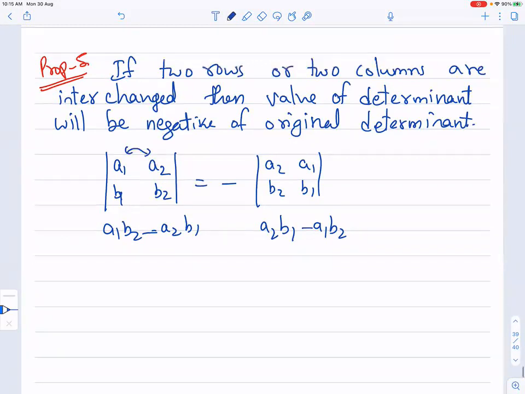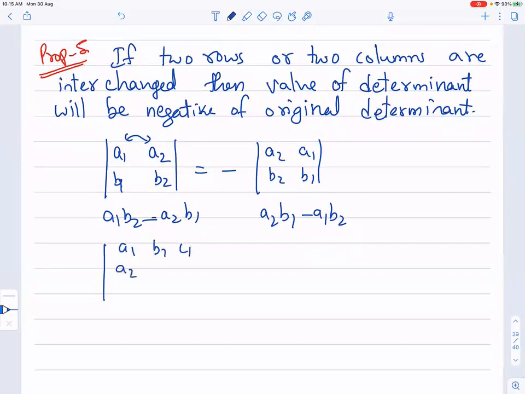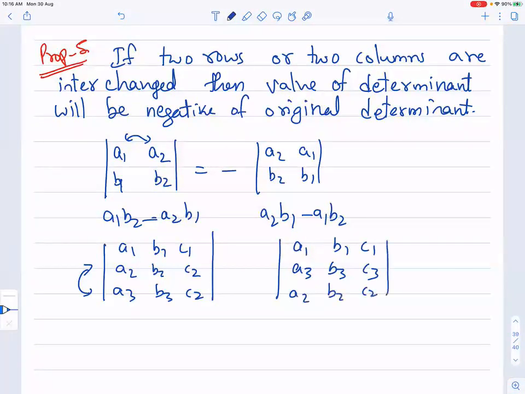You can look at 3 cross 3 also. Imagine if I write A1, B1, C1, A2, B2, C2, A3, B3, C3. Now when I interchange two rows or two columns, I'll interchange these two rows. Okay, what will happen? The first row we kept the same. The second row and third row we interchanged. Correct? Students, yes or no? Yes, sir. Now when I expand it, what am I going to get? Here plus A1 into B2 C2 B3 C3 comes. But here what will come? Plus A1 into B3 C3 B2 C2. Because of that, things are going to be negative of the original.